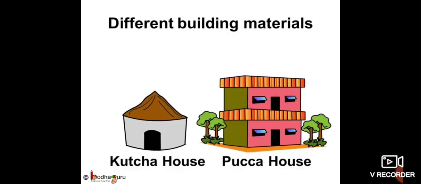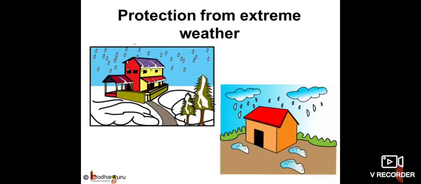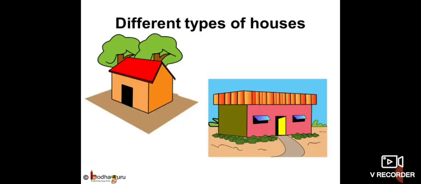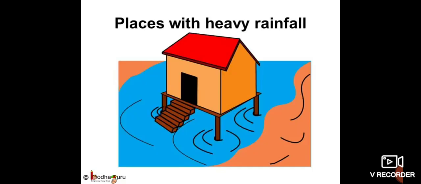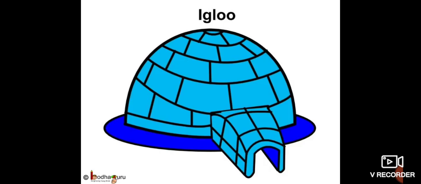To sum up, houses are made of different materials. Some are kacha houses, some are pakka houses. Houses are also made according to climatic conditions of a place. Places with average rainfall can have houses with flat roofs or sloping roofs. Places with snowfalls have houses with sloping roofs. In areas where there is heavy rainfall, houses are built on stilts with sloping roofs. In very cold areas, snow houses called igloos are made.